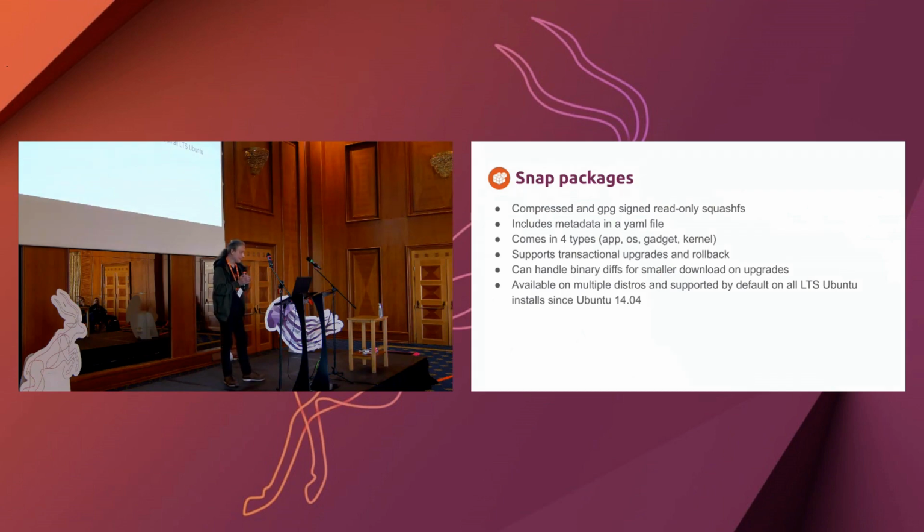Like the gadget snap is carrying your bootloader. It has some information about your partitioning. It has information about which connections between snaps should be established on a first start of the system. And then there's the kernel snap, which obviously is a kernel. As you might know or not, snaps do support transactional upgrades and rollbacks. So you can go forward and backward in time, and can always use snap revert to go back to the last version of the snap on your disk.